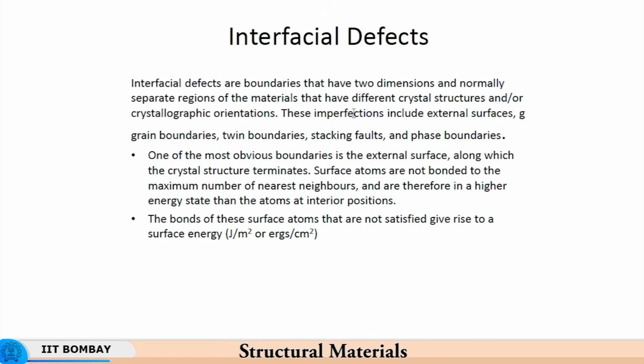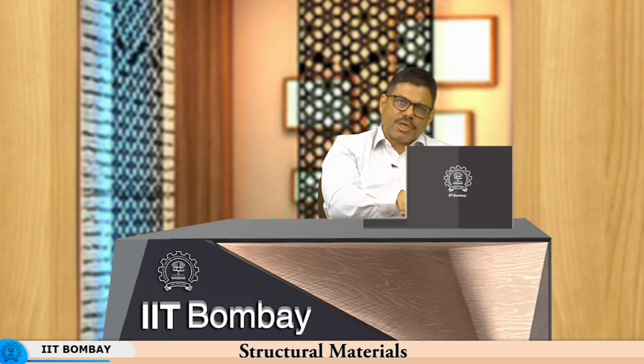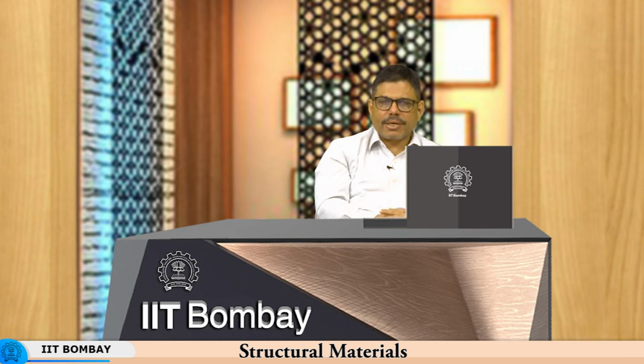You can visualize the crystal as being made of certain layers of orderly arrangement of atoms. In the case of close packed crystals, we had seen that you have ABC as the stacking sequence for the FCC structure, or AB as the stacking sequence for a hexagonal close packed structure. This stacking sequence is again broken or disrupted by what is called a stacking fault, which again constitutes a defect.